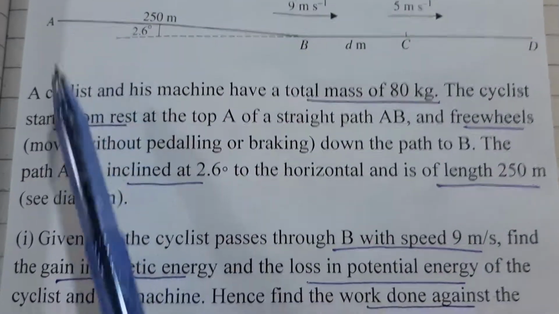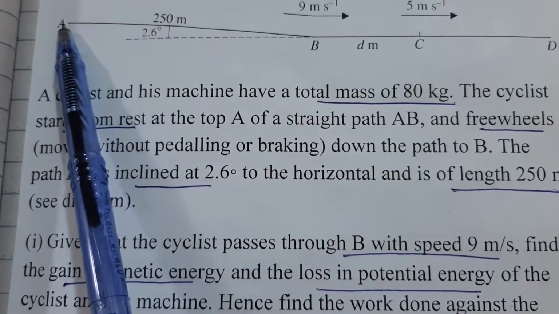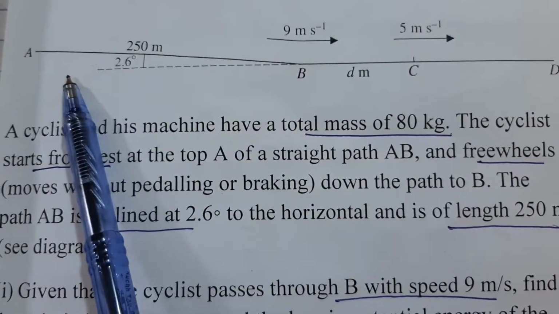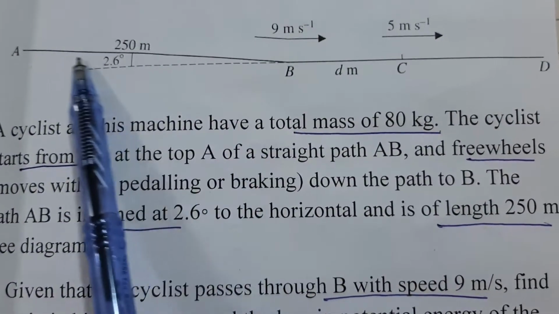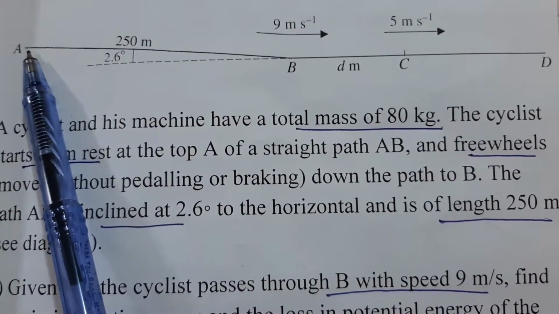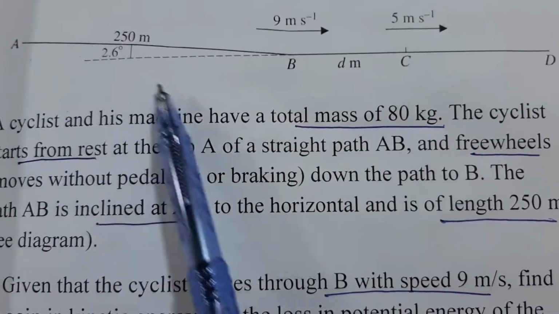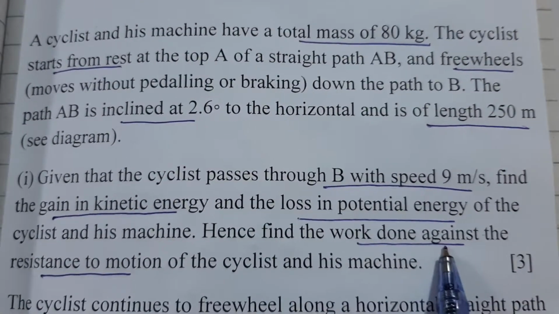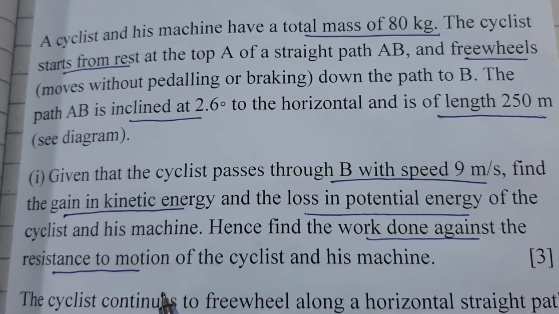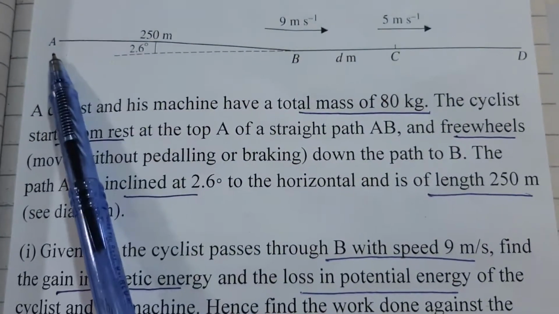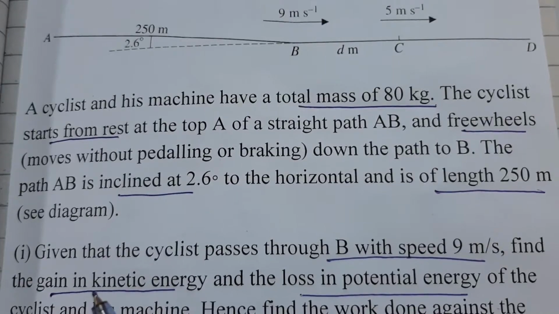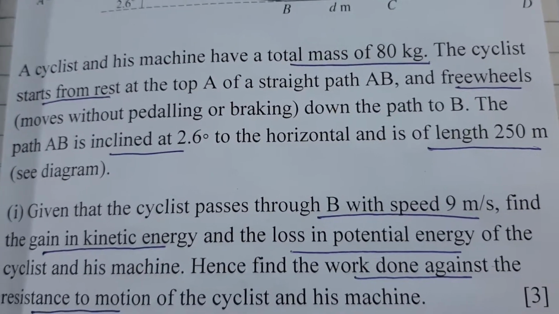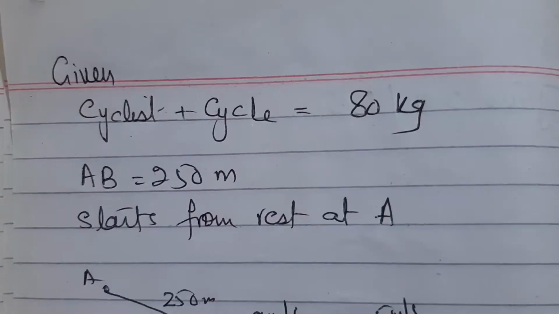In the first part of the question, it is saying find out the gain in kinetic energy. So when the object is coming from here to here, and find out the loss in potential energy. Definitely it is at a higher place, so this place has more potential energy, gravitational potential energy. So these are the two questions, and then it is also saying find out the work done against the resistance to motion. So when it is coming all the way down, it is constantly facing a resistance. So the rest of the question we will see afterward. Let's see the solution of this part first.